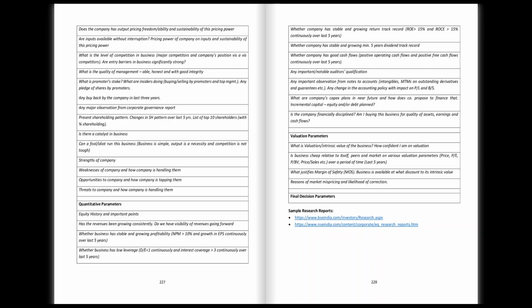Valuation parameters. What is the valuation or intrinsic value of the business? How confident am I of the valuation? Is the business cheap relative to itself, peers, and the market on various valuation parameters: price, PE, price to book value, price to sales, etc., over a period of time, the last 5 years? What justifies the margin of safety, MOS? The business is available at what discount to its intrinsic value? Reasons for market mispricing and likelihood of correction. Final decision parameters.